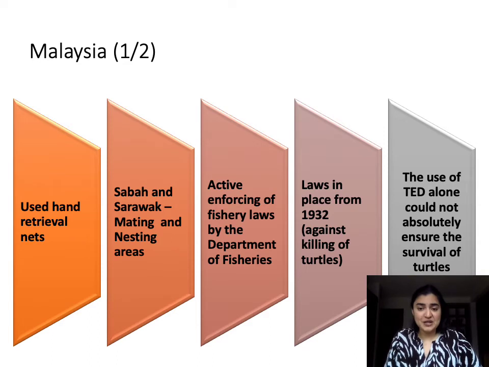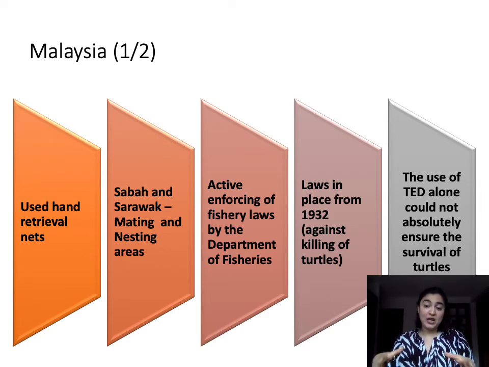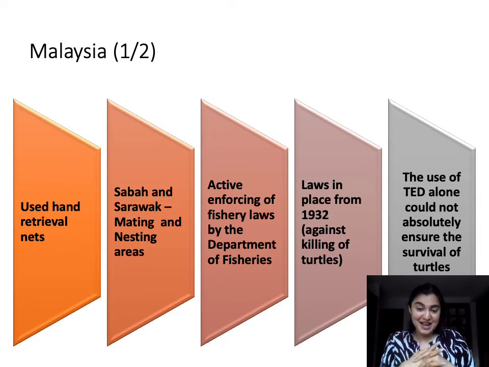Malaysia had its own set of arguments. They said that, forget about using TEDs, for example. We are using hand retrieval nets, which are even safer than TEDs, because we don't tie the nets at the back of the fishing vessel. We go out to the sea and we shrimp using a net with hands. In that way, you have way less probability of accidentally killing sea turtles. So our method is much safer than use of TED for the sea turtles and for their lives.